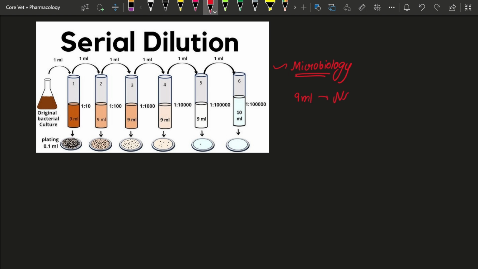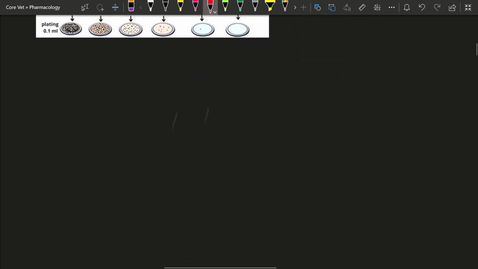You are going to add 9 ml of normal saline to each test tube. Then you transfer 1 ml of the bacterial culture to the first test tube. From the first test tube, you transfer 1 ml again to the next test tube and continue this process until the last test tube, discarding the last 1 ml from the last test tube. That's how we form a serial dilution.